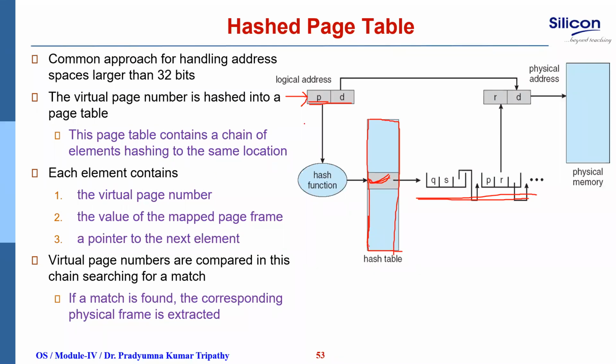So whenever I'm searching for a particular page, I use the same hash function, reach over here, I get a particular page, I use the displacement, then I get the physical memory. So the mapping is the same. The only thing is that instead of a page map table, now we have a hash table. We use a hash function to get the frame number. Instead of searching sequentially in the table, we use a hash table where we use a hash function. That is the only thing in a hash page table. Correct?